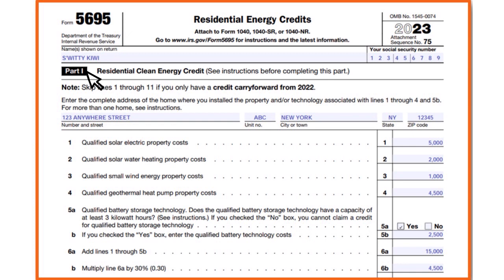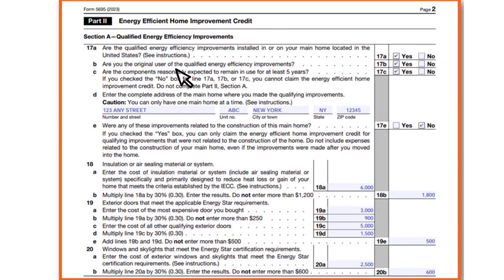Part 1 is pretty straightforward, and Part 2 is dedicated to the non-business energy property credit. In this section, you need to identify whichever energy efficient improvements you made to your home and exactly how much they cost. And please make sure that you keep the receipts, because the IRS audits these types of credits a lot more often nowadays, so be clear about that.